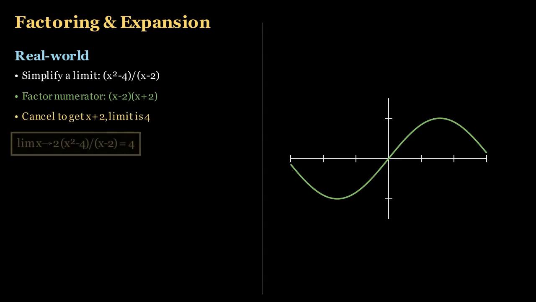So the whole idea is, expansion and factoring are your algebraic Swiss Army knife. They let you reshape expressions to reveal the simple truth hiding inside.